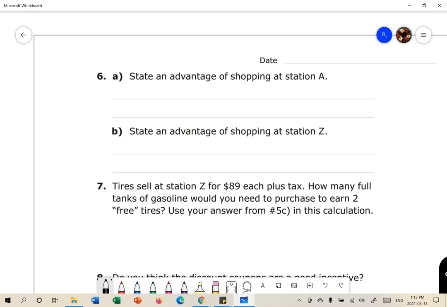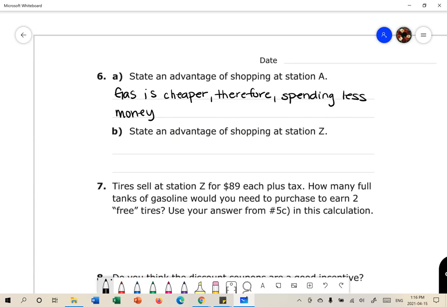Question 6. State an advantage of shopping at station A. Well, in station A, the gas is cheaper, so you're saving money. State an advantage of shopping at station Z. Although you're going to be spending more per liter at station Z, you're going to be receiving coupons that you can put towards your next gas fill up or any other car related purchase.